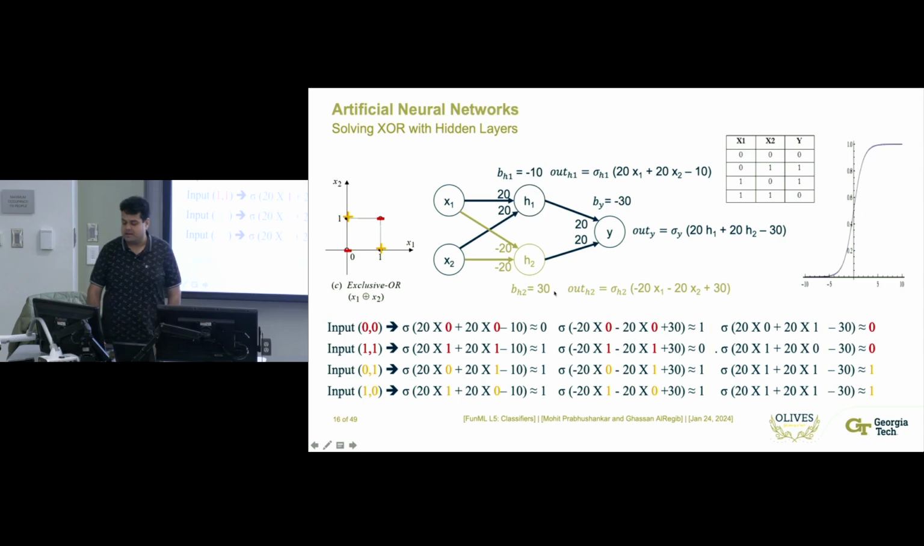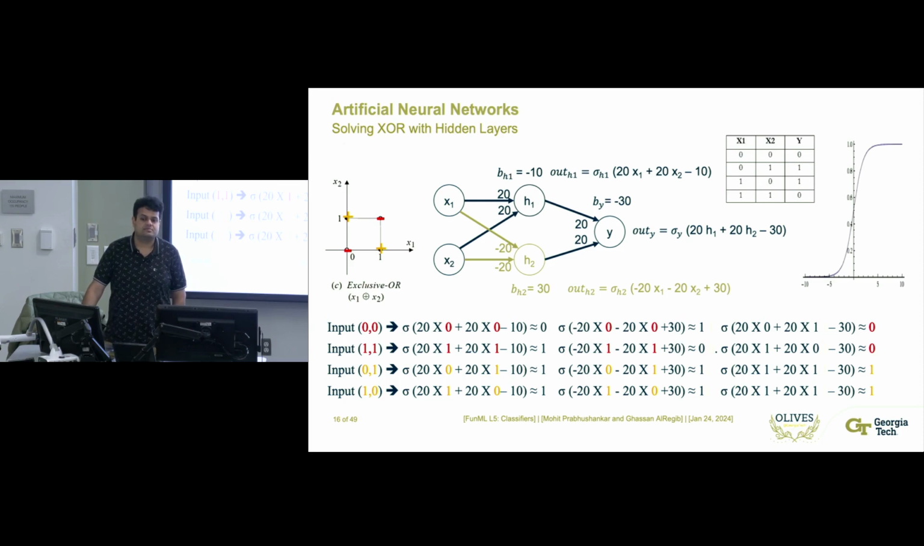Right, so now let's put that into the first case. We already know H1 is going to be 0. We already know H2 is going to be 1. So 20 times 0 plus 20 times 1 minus 30, which is 20 minus 30, which is minus 10. And if you look at minus 10 on the x-axis, the corresponding y-axis gives you almost 0. So the output is going to be 0. So the input 0, 0 gives me an output of 0. Is this clear? Everything we have done, question, yes?